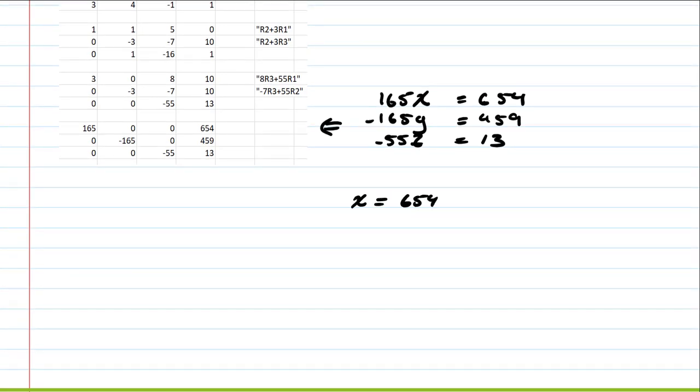So x is 654 over 165. y is -459 over 165. And z would be -13 over 55. And that would be all of our solutions to that system.